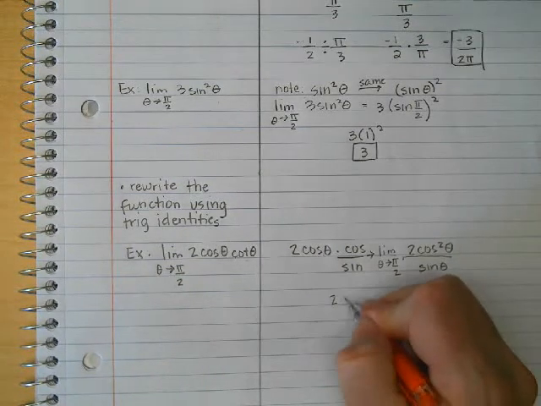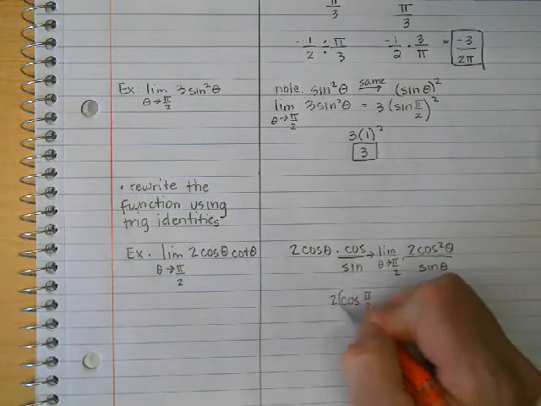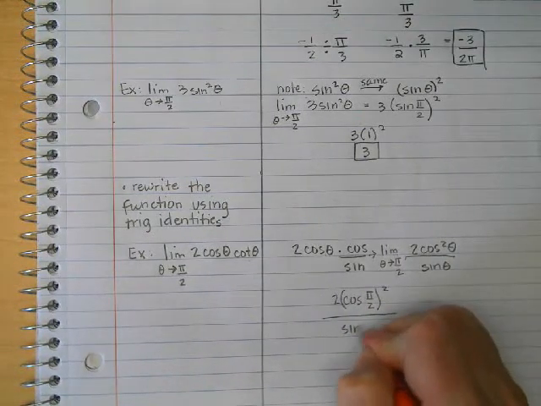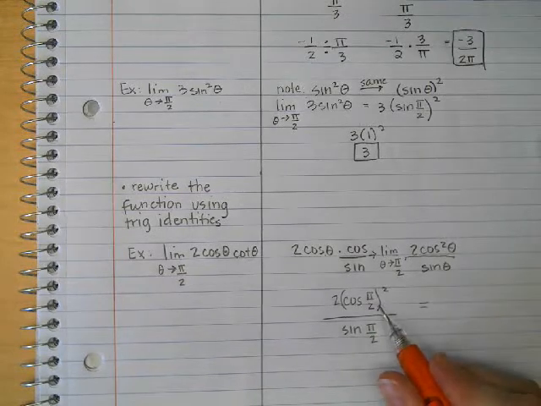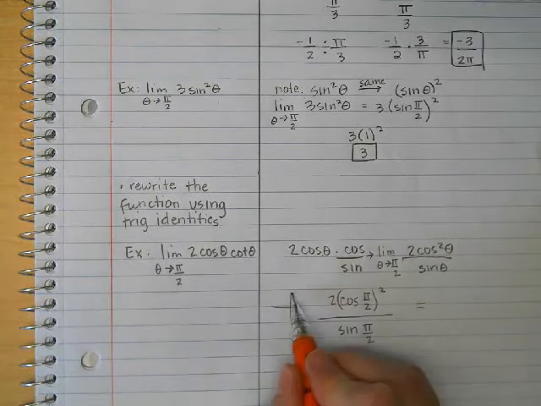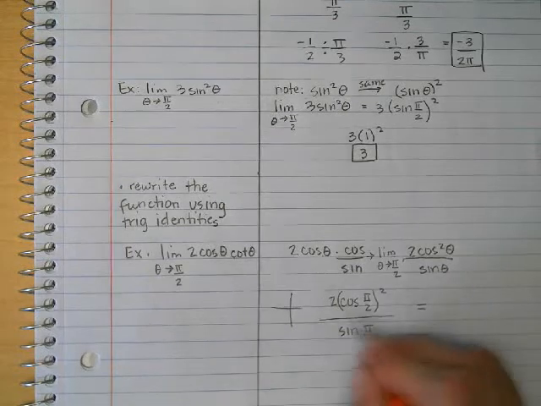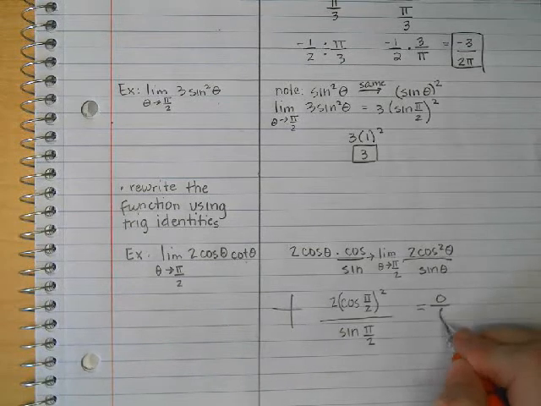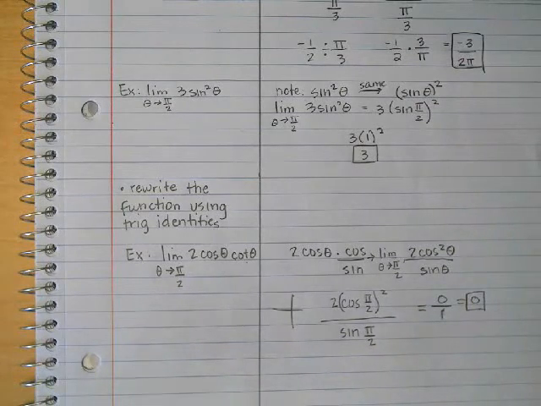So I have 2 cosine of pi over 2, squared, over the sine of pi over 2. Well, we know cosine of pi over 2. Again, I'm just thinking pi over 2 is right here. Cosine would be 0. So this is going to be 0, because anything times 0 is 0. Sine of pi over 2 is 1. And that would be 0. Anytime I can work in sines and cosines, I just find that a lot easier.